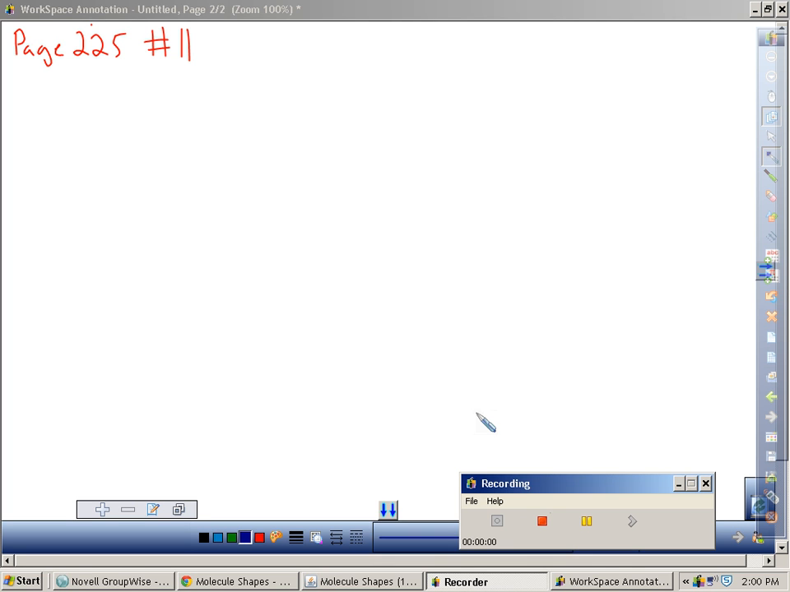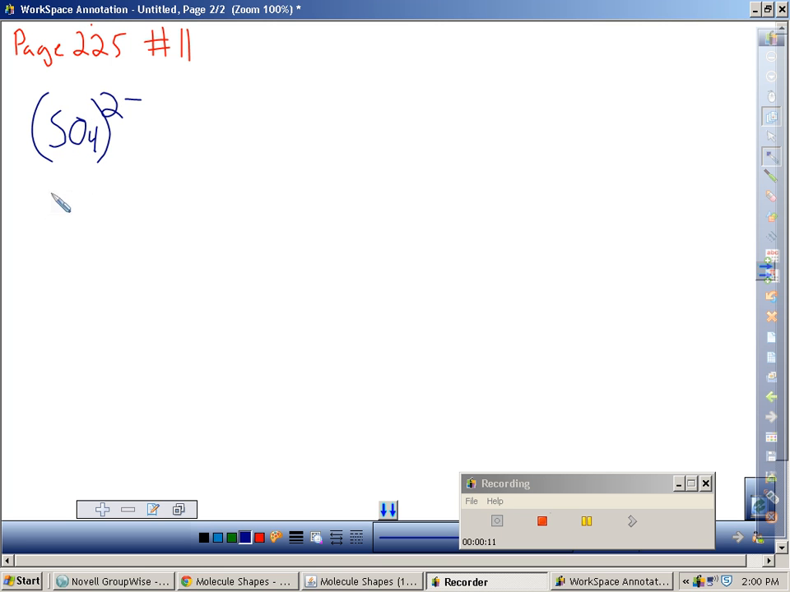Number 11 asks you to draw two molecules, the first of which will be this one, SO4 2-. This is a sulfate. And again, I like to put the charge on the outside to show that this charge goes with the whole thing.